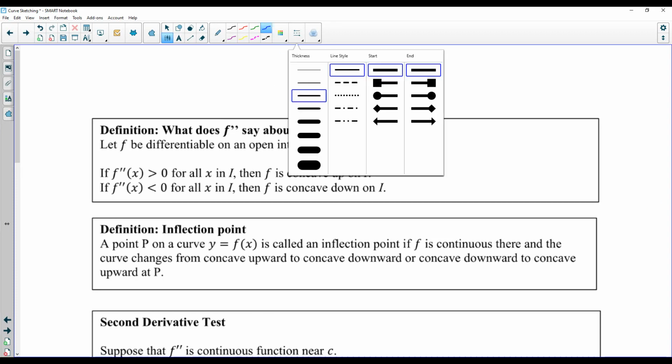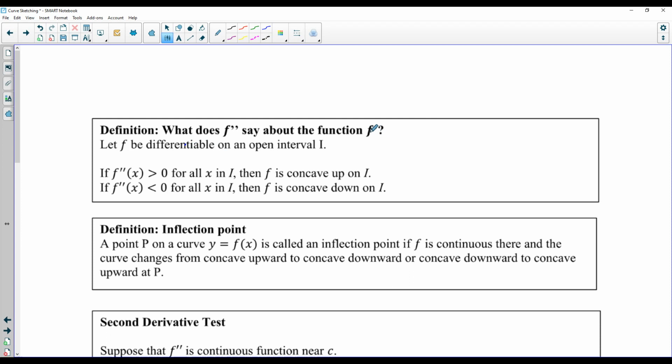So if I were to try to describe in words what exactly a second derivative is, and I'll do it over here, we'll say that f double prime of x is an indication of how the slope is changing.